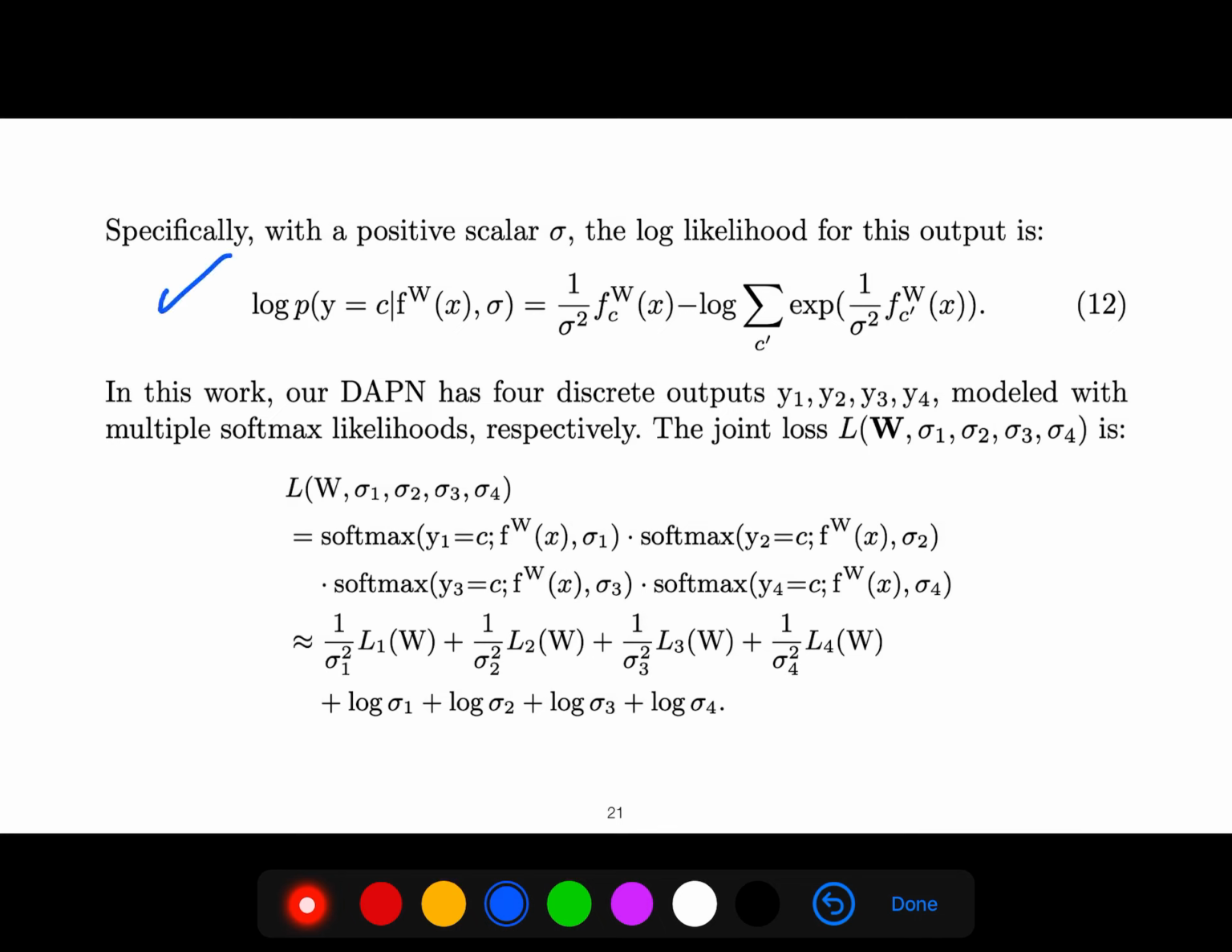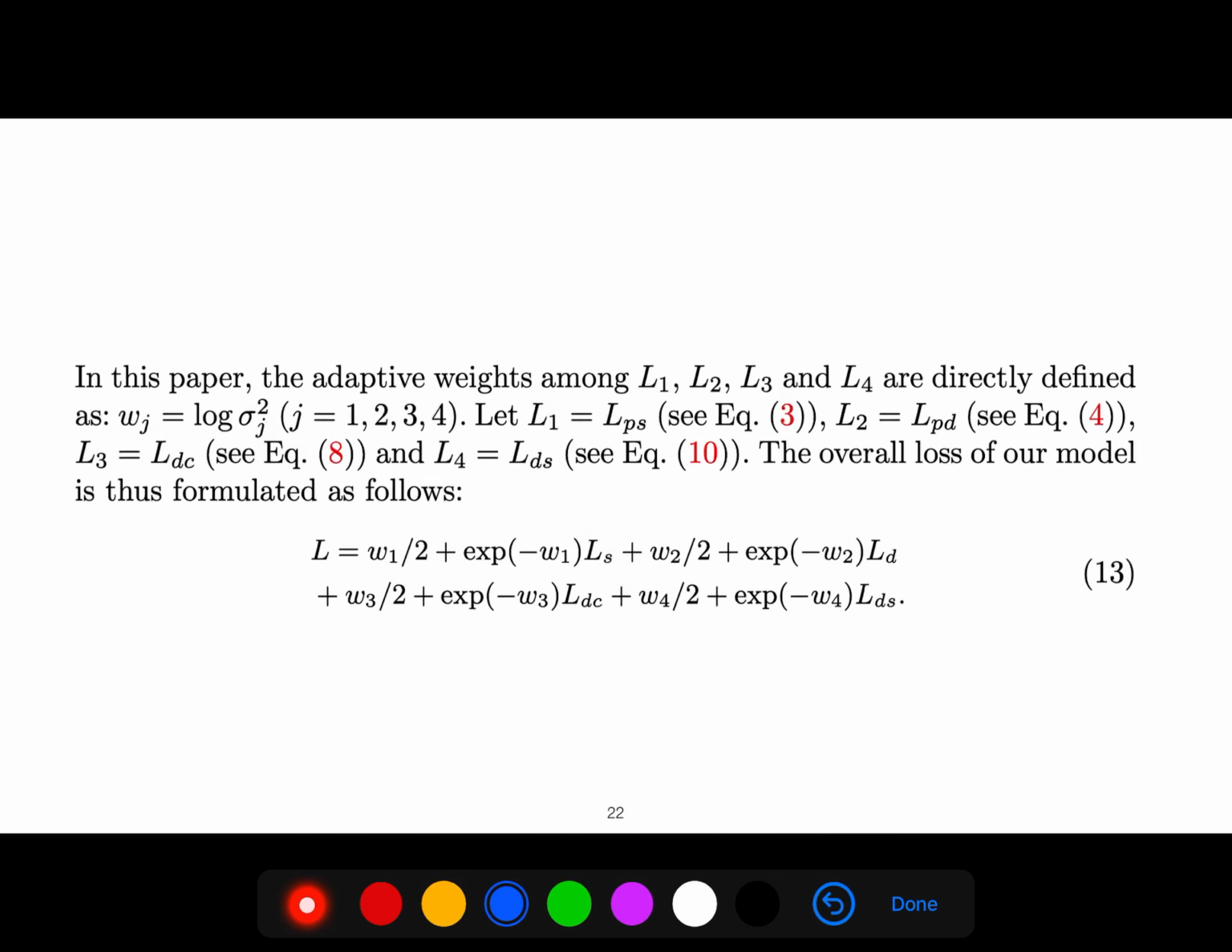And our DAPN has 4 discrete outputs, so it is modeled with multiple softmax likelihoods, respectively. And the joint loss is the joint loss, because we have 4 outputs. So the adaptive weights among these 4 losses are directly defined.